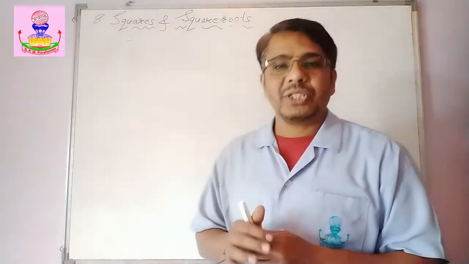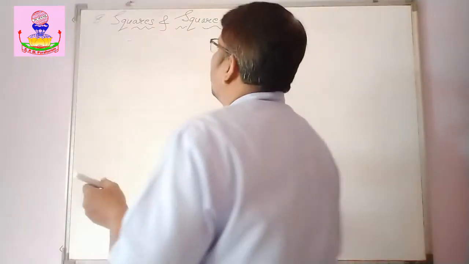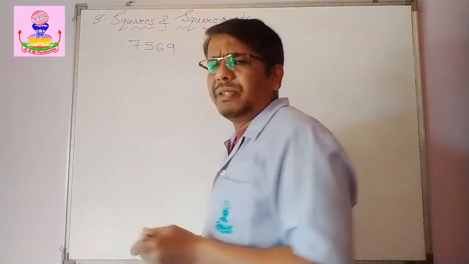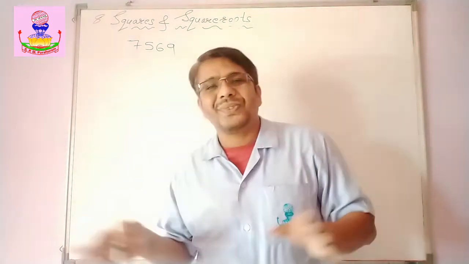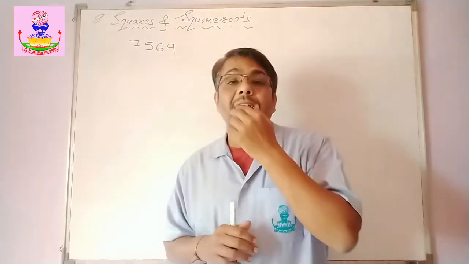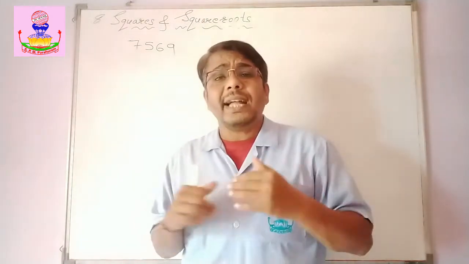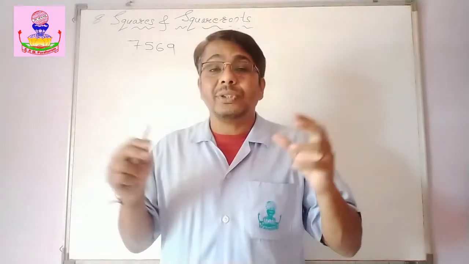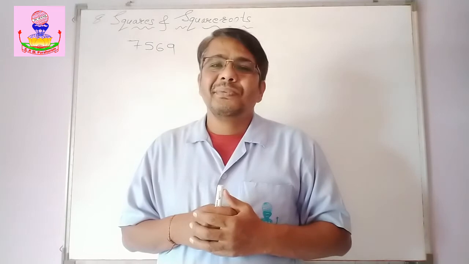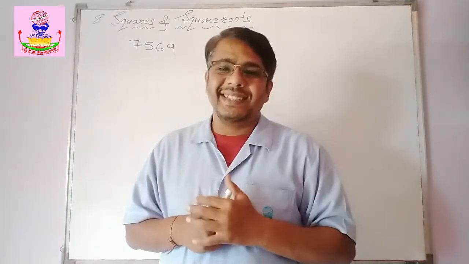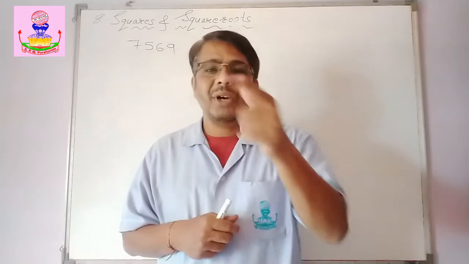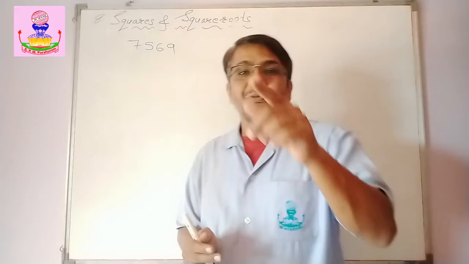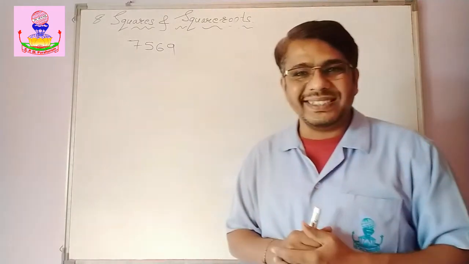Now let us come to the approximation method. We want to find the square root of 7569. Now it's too big, and factorization will take a lot of time. So we can use the approximation method. In that case, what you have to do is first use the numbers which have zeros at their end and find the squares of them. For example, 20 square is 400, very small. 50 square is 2500, but then too this is small.